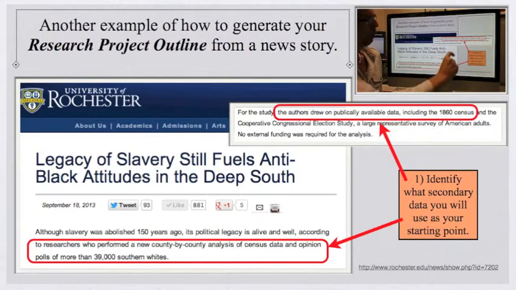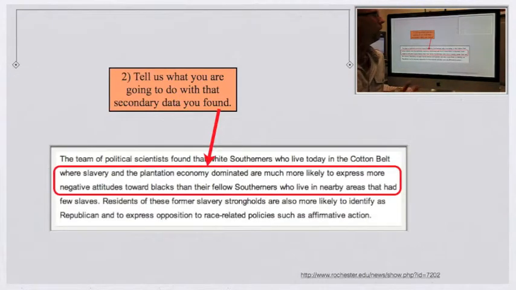So in the opening paragraph and actually closing paragraph, this person identified his secondary data. He performed a new county-by-county analysis of census data and opinion polls of more than 39,000 Southern whites, and the author drew on publicly available data, including the 1860 census. So that identified in this article where they got the data. It was a team of researchers.